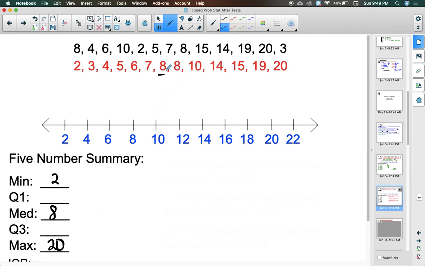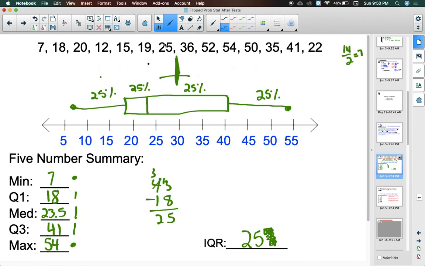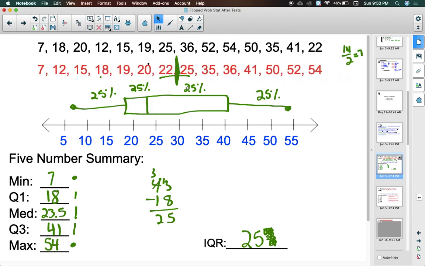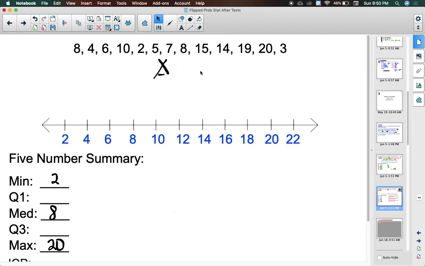Now, because my median is a number in the set, I have to cross it out. And now I have my lower half and my upper half. So see how that's different when we have one middle number versus two middle numbers. With two middle numbers, we drew a line between where the median would be to break our set into two halves. For an odd number, we actually cross off that middle number there. Okay, so that's really important.